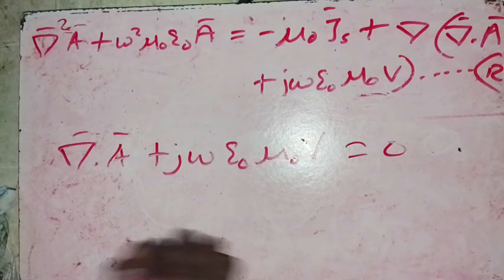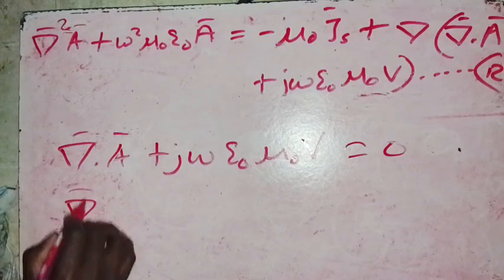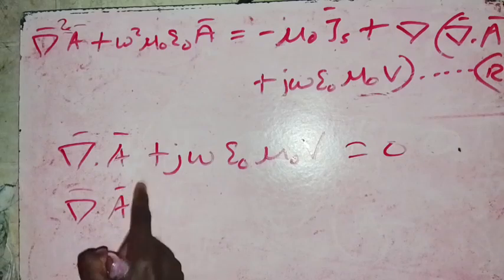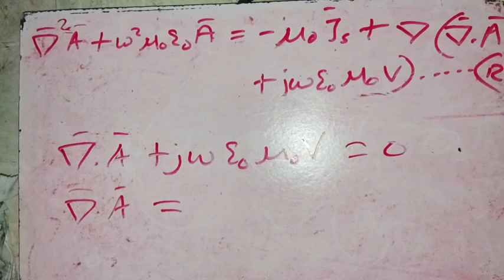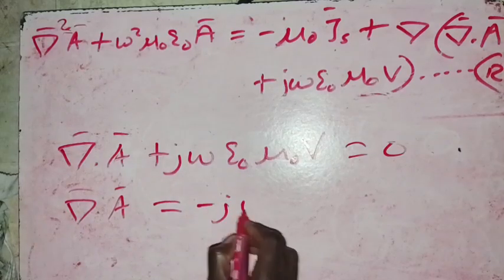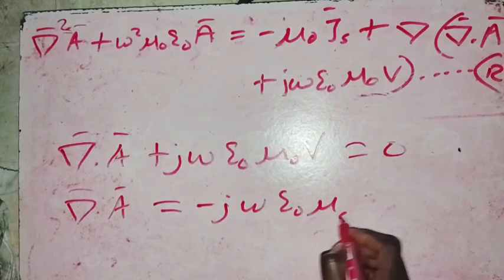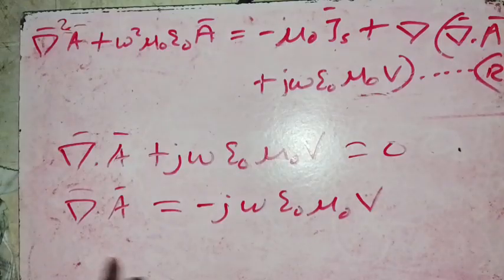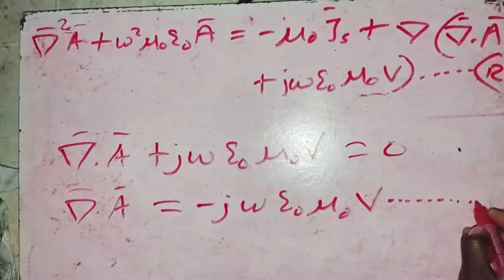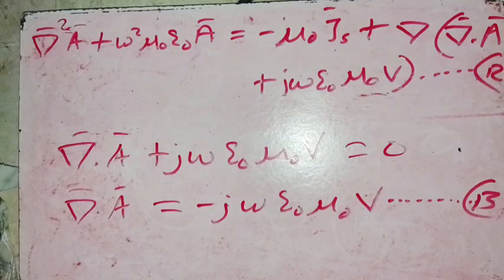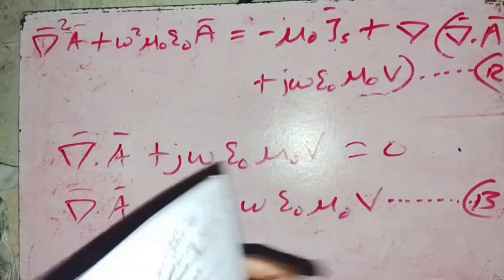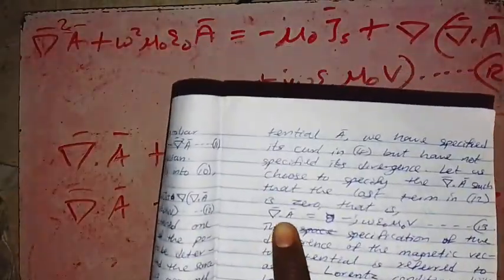Simply speaking, the divergence of A, the magnetic vector potential, will now be equal to what? Negative j omega epsilon naught mu naught V. This is equation 13. Okay, so now we have the divergence. So we can now say this particular field is defined. We can now define it just like what he said here.